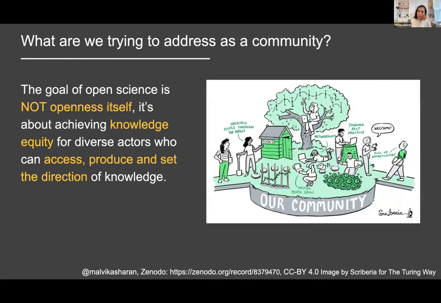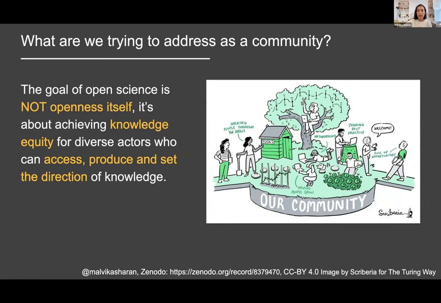Let's just start, similar to what Monica was saying. What is it that we are trying to address? What are some of the world's biggest problems, and how can open science actually contribute to that? The goal of open science is not openness itself. This is something that I believe when we're building community and working with them on resources that they can use. It's not just about creating something, but really about achieving knowledge equity for diverse actors who can not just access it, which is great, but they should have a say in production and setting the direction of knowledge building.